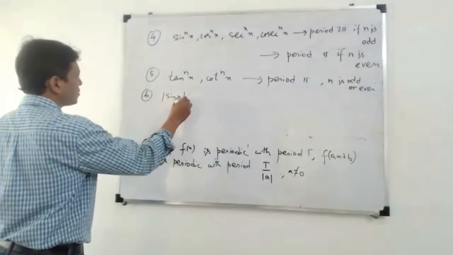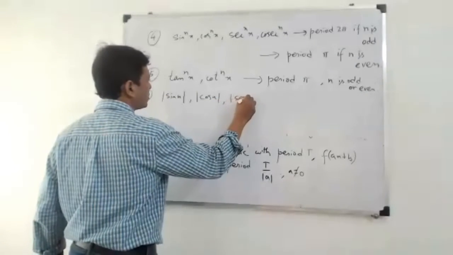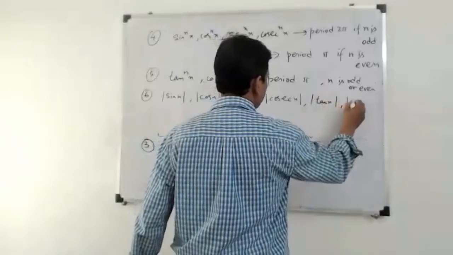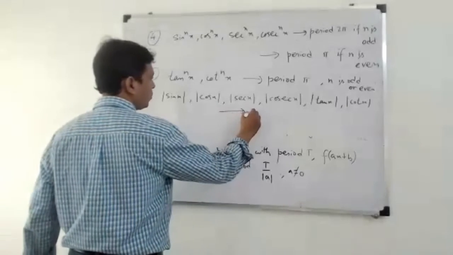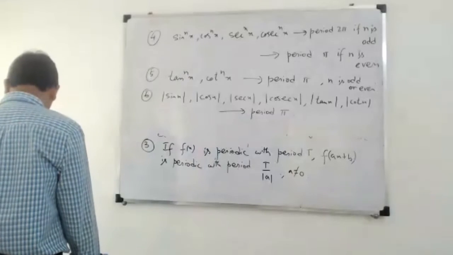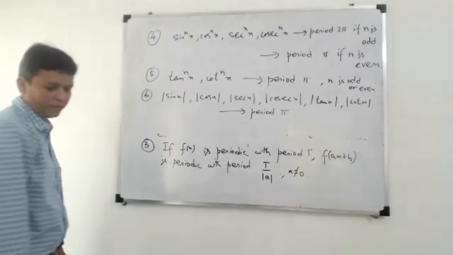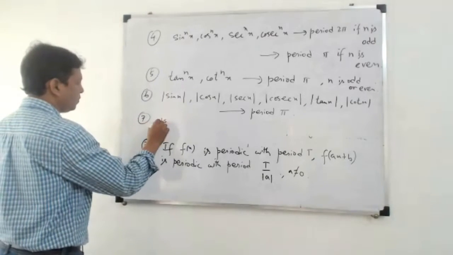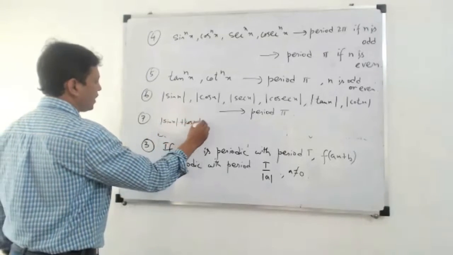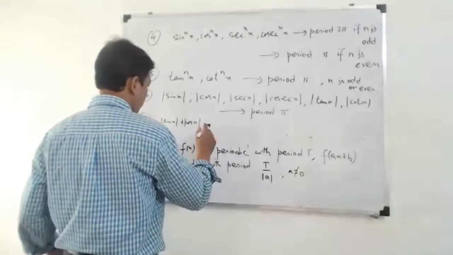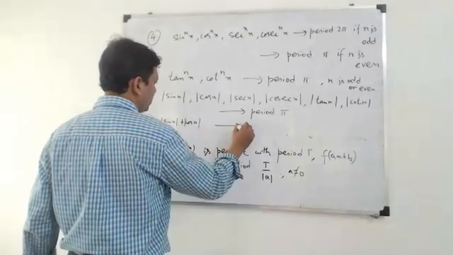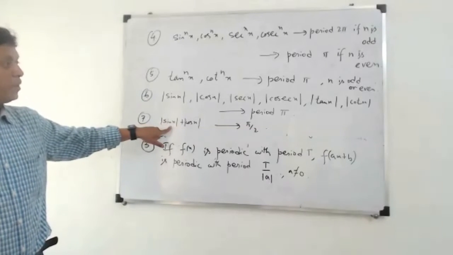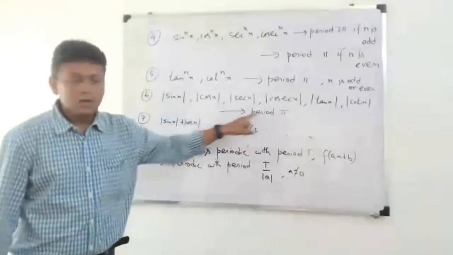Mod sin x, mod cos x, mod sec x, mod cosec x, tan x, cot x have period pi. But mod sin x plus mod cos x is the exception, its period is pi by 2. What is the period of mod sin x? Pi. What is the period of mod cos x? Pi.